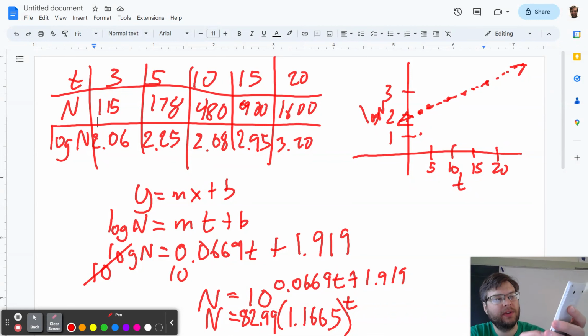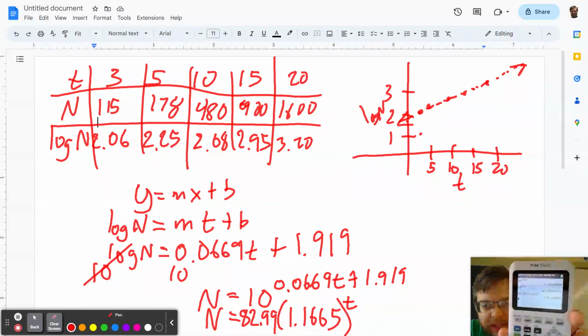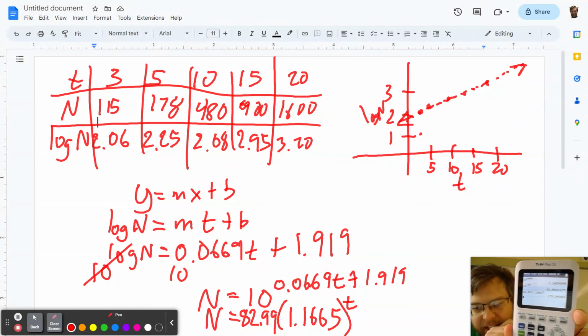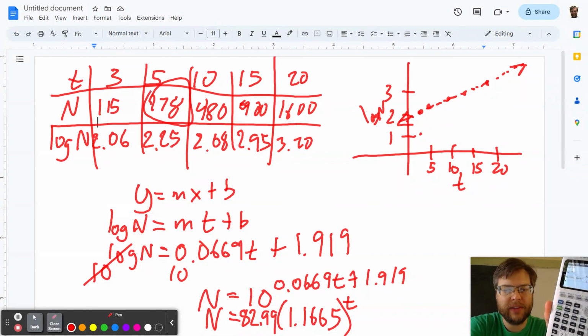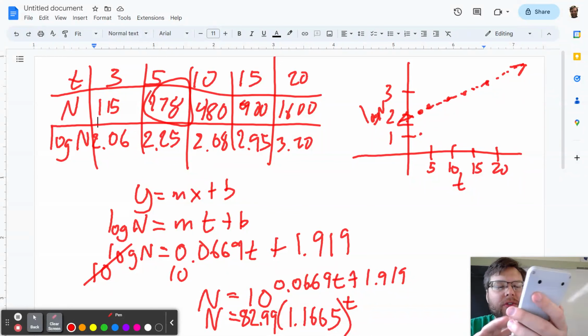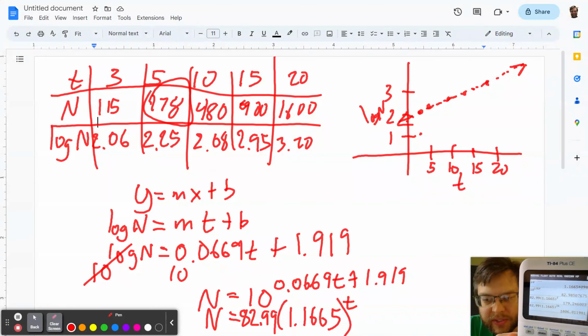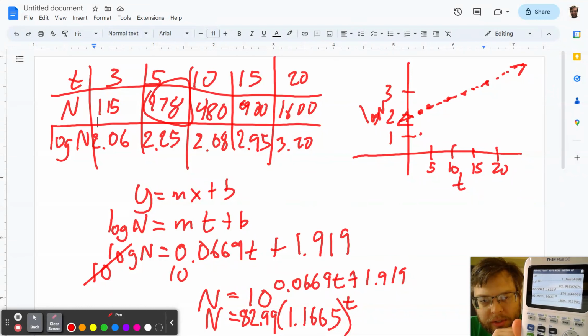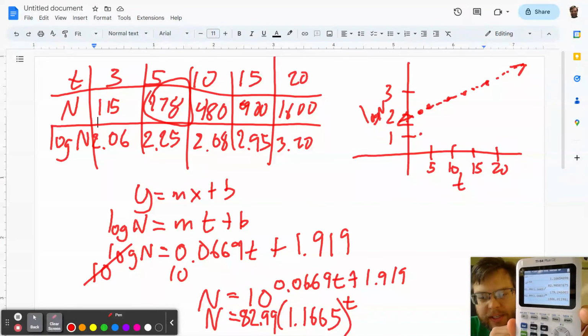So for example, if I go 82.99 times 1.1665 raised to, pick a random t value from our table. Let's pick 5. When you do that, it tells me 179. In the table, for t equals 5, I should have 178. So my model's pretty good. If I run it again and try t equals 20, I get 1806, a little bit of an overshoot from 1600, but still not terrible.